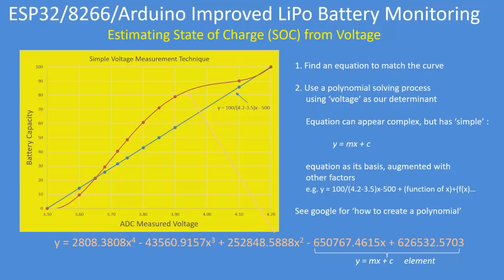Most polynomials start off life as a straight line graph, or y equals mx plus c. I solve mine using a tabular approach, but you can find out how to create a polynomial using Google. I've shown there the equation for the underlying straight line, which is dy by dx, so delta y over delta x is the gradient, and then when x equals 3.5 there's an intercept of 500. It works out.